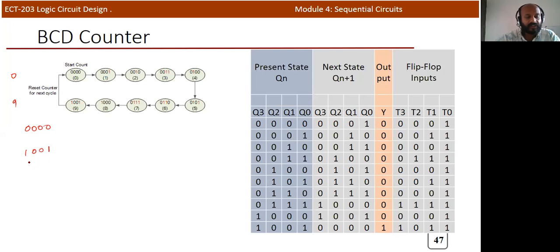And again, if it is a 4-bit up counter, it goes 1001, 1010, 1011, 1100, 1101, 1110, 1111. But when it reaches this particular stage, again it should go back to the 0000 state. So these states are don't care conditions in the case of BCD. Now we can write the table here.